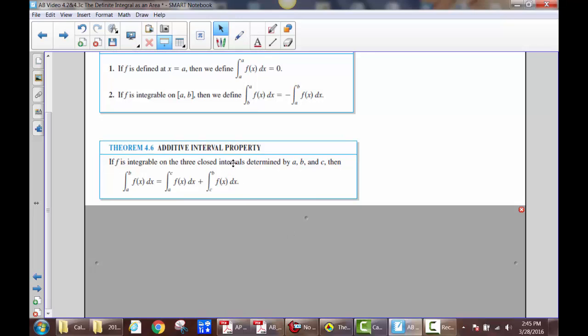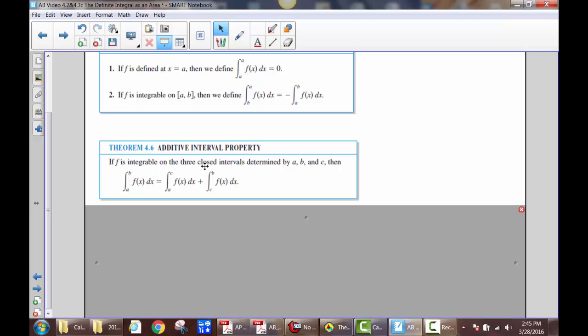Okay, additive interval property. So this is pretty simple. If you switch the order of the limits of integration, you have to stick a negative in front of it. That's algebraically all you need to know. And here all you need to know is no matter what this function is, if the limits of integration are the same, the answer is 0, end of story.